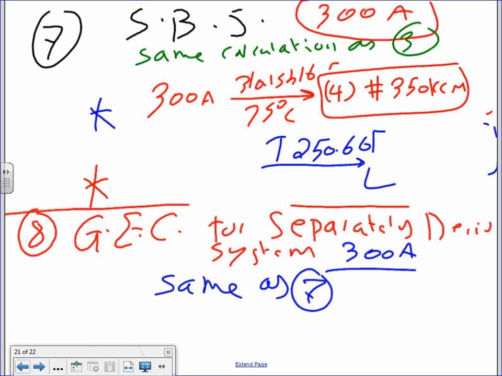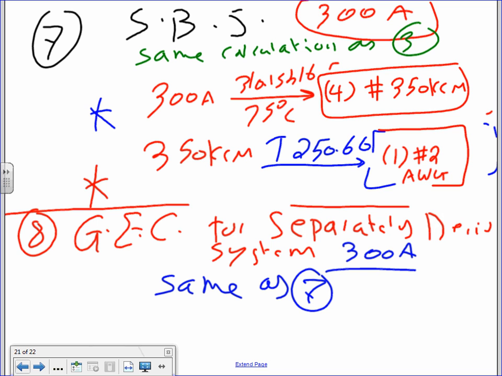Then you take the 350 kcm, take it to 250.66, gentlemen, and you're going to end up with one conductor number 2 AWG. One conductor number 2 AWG. That's your system bonding jumper. Why didn't we multiply by 12.5%? Guys, why didn't we multiply by 12.5%? Did we exceed the 1100 kcm? No. If you don't exceed the 1100 kcm, you don't have to multiply by 12.5%.